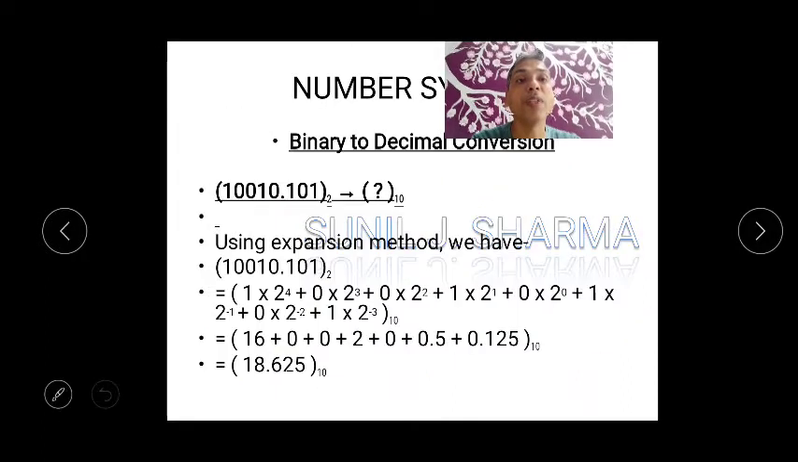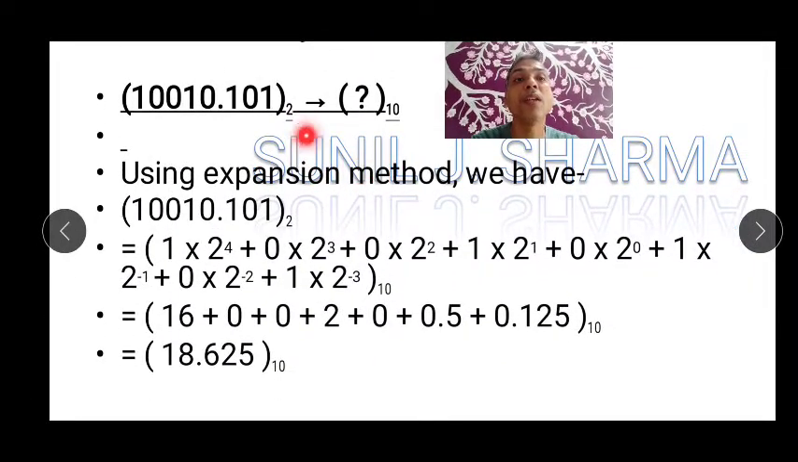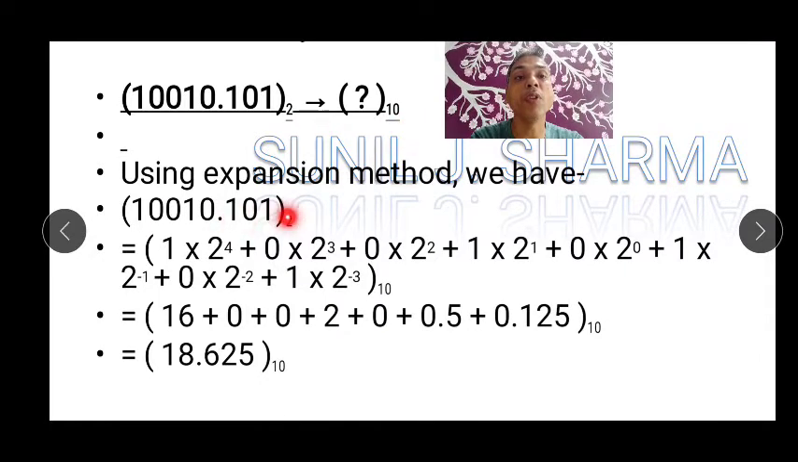Now let's see with the fractional part. I think you will easily understand this. Now this is in binary and you want to change it to decimal. Can you see this is binary with a fractional part.